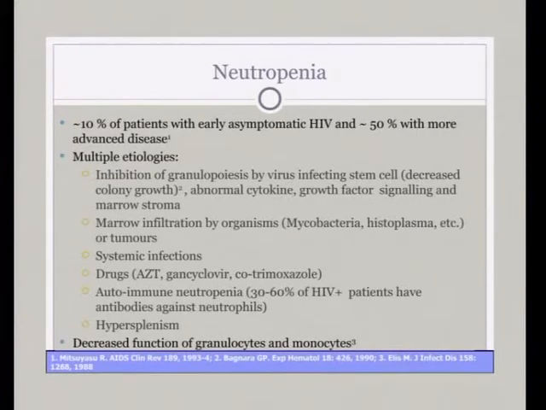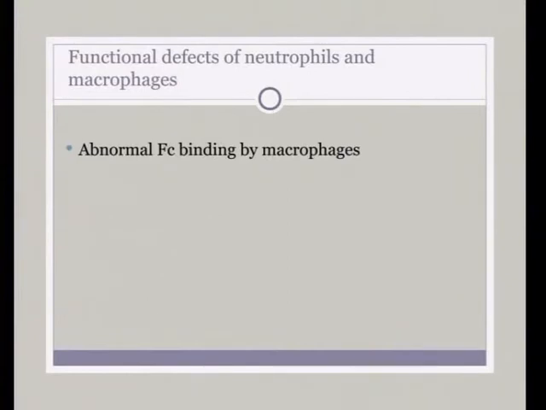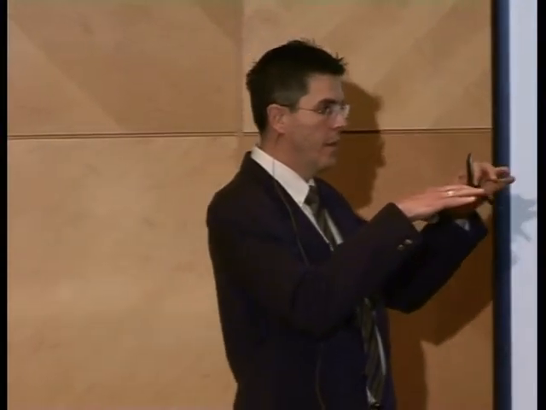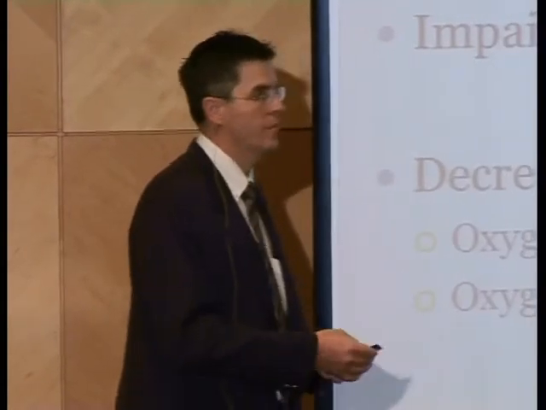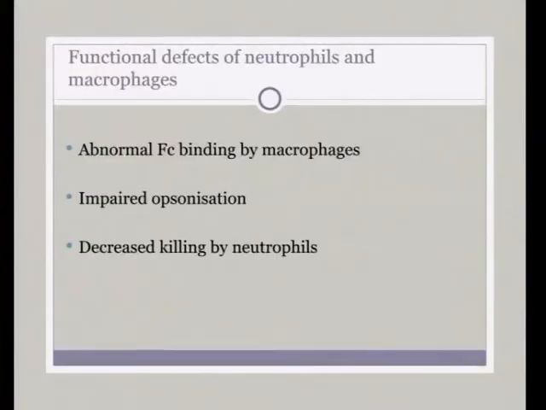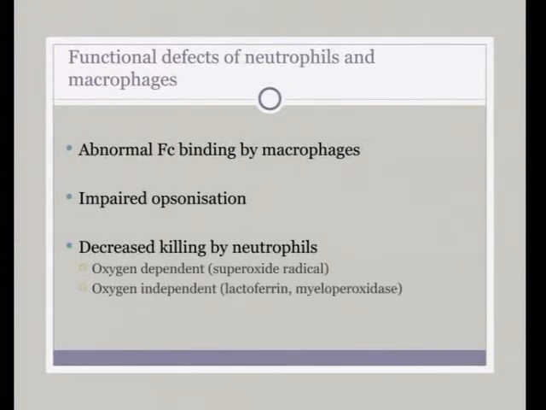Not only do you have fewer neutrophils often, but these neutrophils are not functioning properly. In what way? They have abnormal Fc binding of macrophages. Opsonization is impaired. And opsonization means the way in which particles are made visible to and bind to the macrophages. And then there's decreased killing, both oxygen-dependent and independent, by the neutrophils.